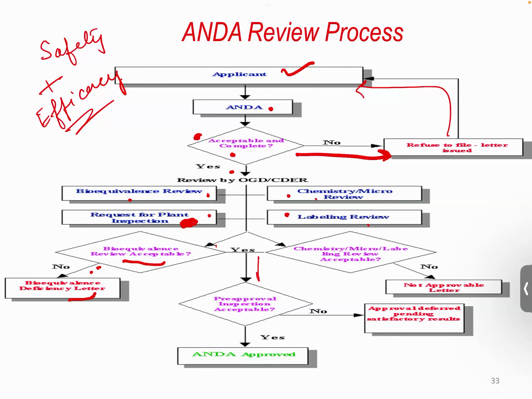Now, another is inspection, plant inspection. If that's okay, then they can give you approval. Another is manufacturing information, labeling, chemistry, microbiology. If that's also okay, all three should be okay, then your application is approved. Even if the manufacturing process is not okay, they will not give an approval letter. They give you a deficiency letter, right? Even if there are deficiencies in the manufacturing process, they give you a deficiency letter and ask you to address the concern. So this is the ANDA application.